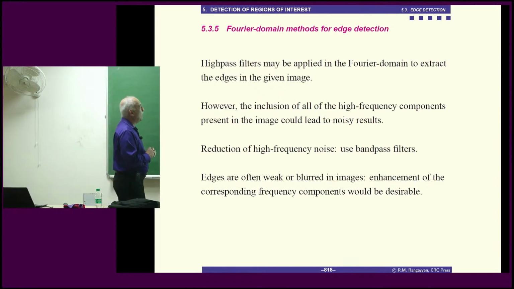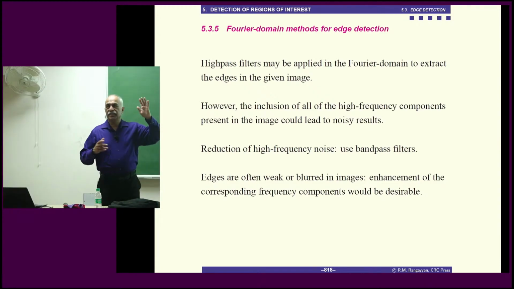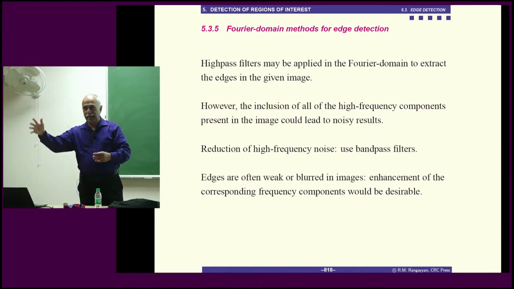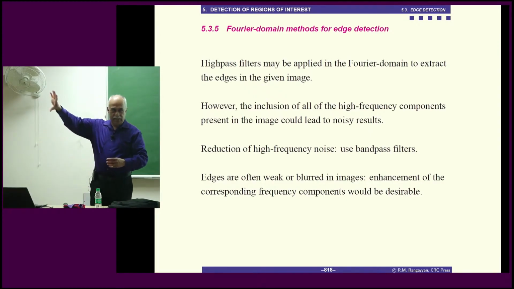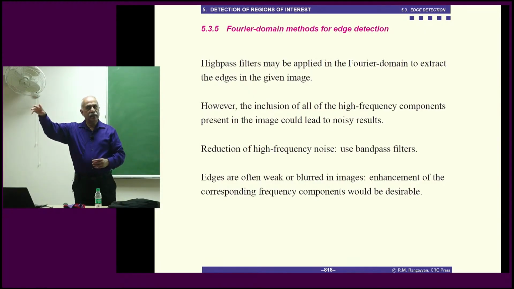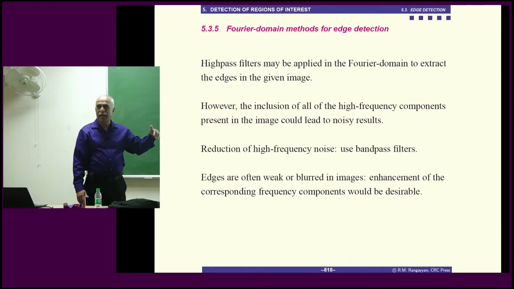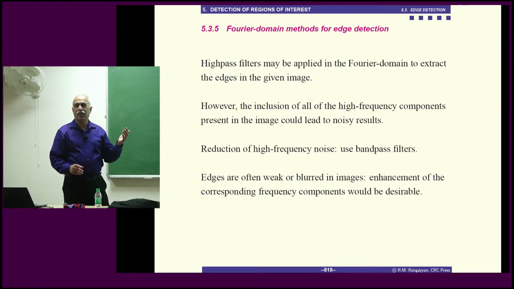The inclusion of all of the high-frequency components could lead to noisy results. So do we need all of the high frequency? No. So then you want to cut the high frequency components. Towards the end of the frequency range, you will have noise. So high pass will take all of that. So then you say, okay, let me do a band pass. So then you are doing a high pass and low pass coming down, which is what we have seen in the Laplacian of Gaussian. It's a band pass. So it says, well, don't do high pass, do band pass, which is like a Laplacian of Gaussian.